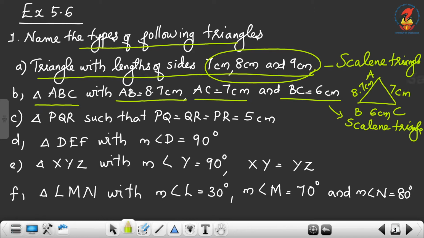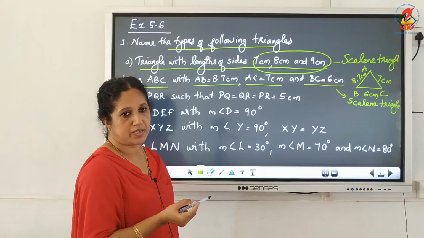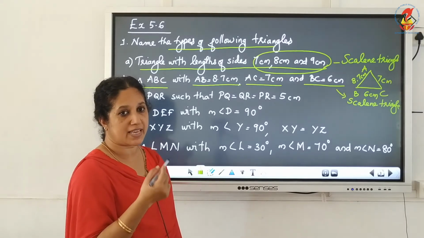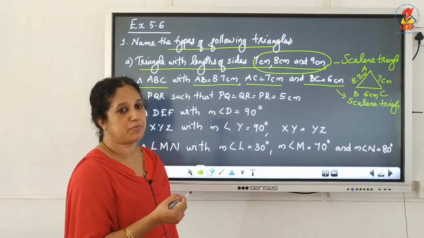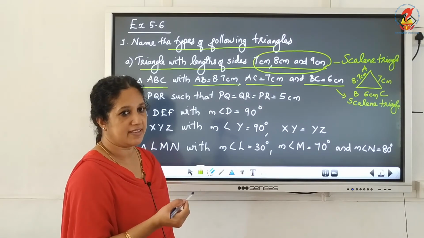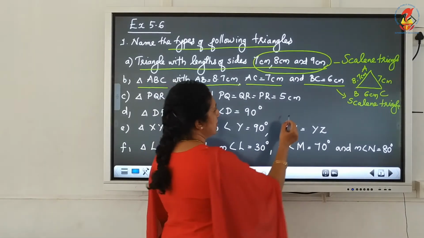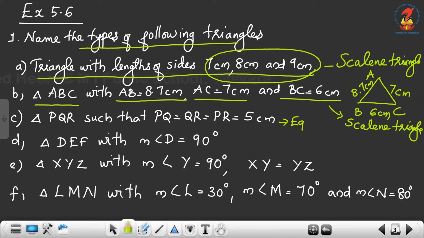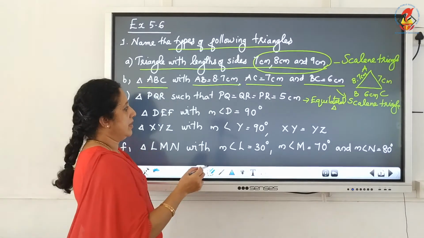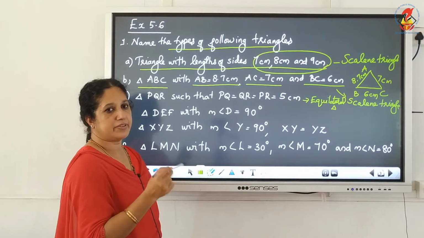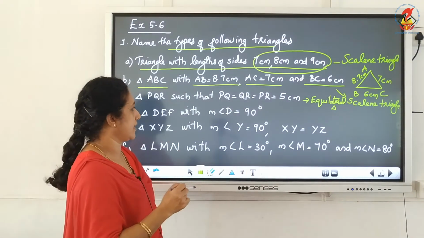Next one. Triangle PQR such that PQ equal to QR equal to PR equal to 5 centimeter. All the three sides are of same length. So, what is the name of the triangle? It is an equilateral triangle. If you want, you can draw a rough figure, mark the measures, and you can see that it is an equilateral triangle.